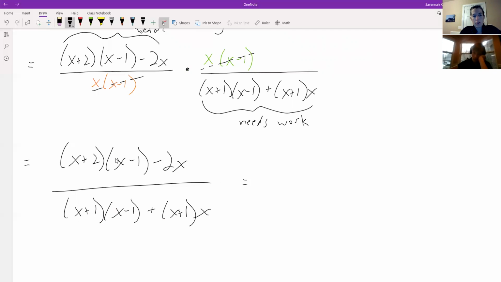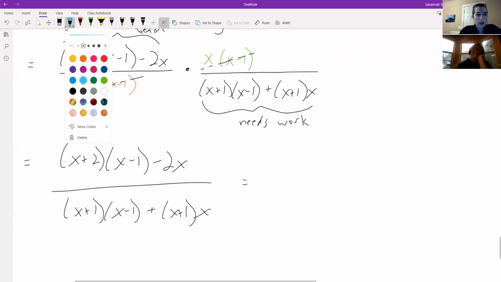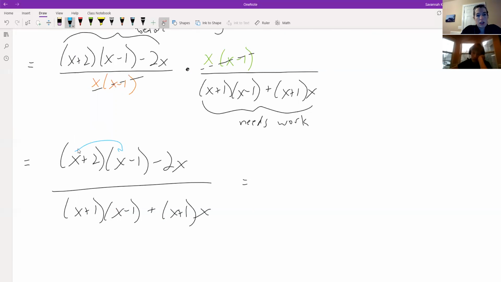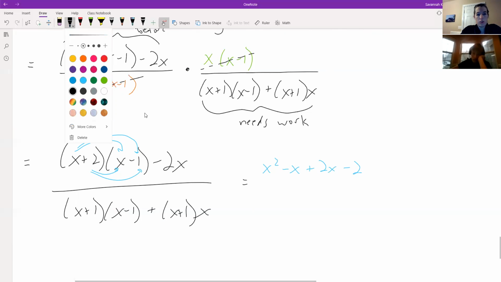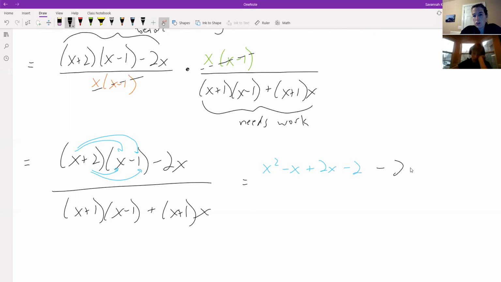So if I very carefully distribute out, and I don't think I've run out of colors yet, if I very carefully distribute this out, I can get x squared minus x plus 2x minus 2, and then in the black, the minus 2x that was already a part of the numerator, but was not a part of the parentheses.